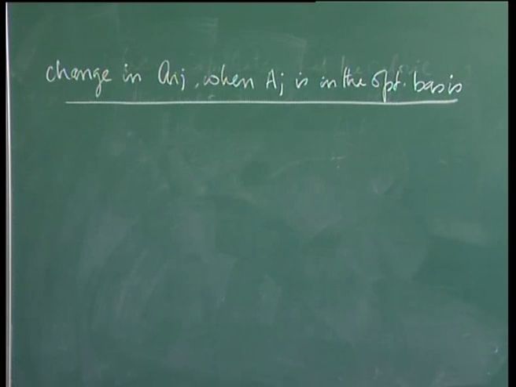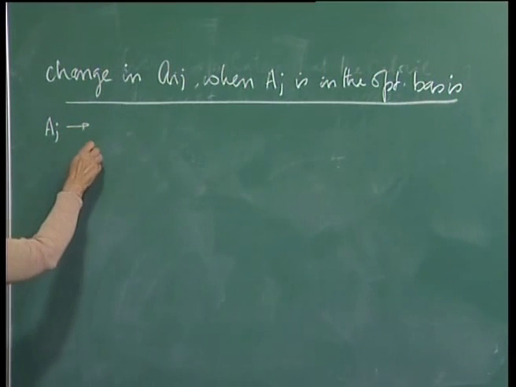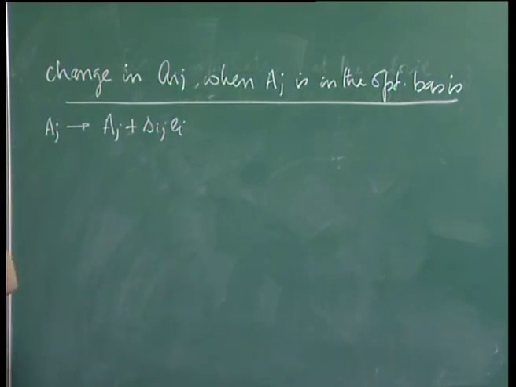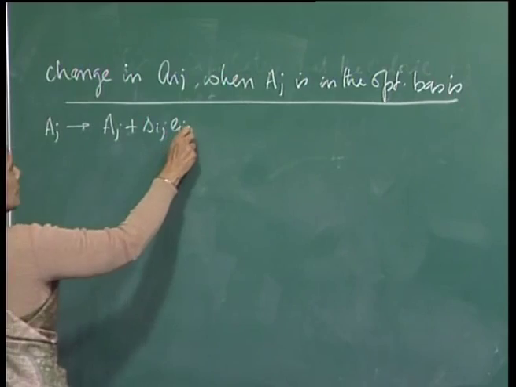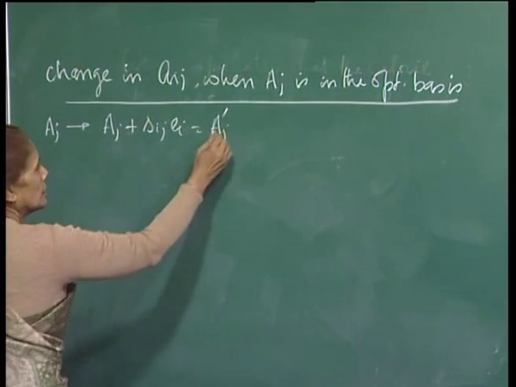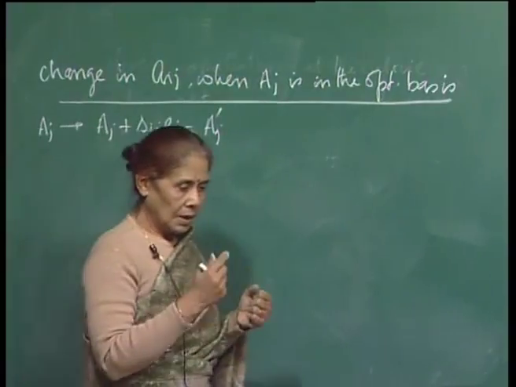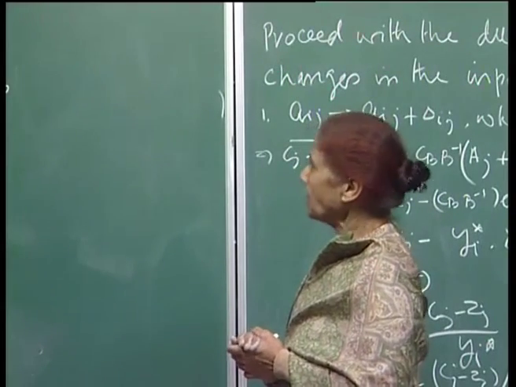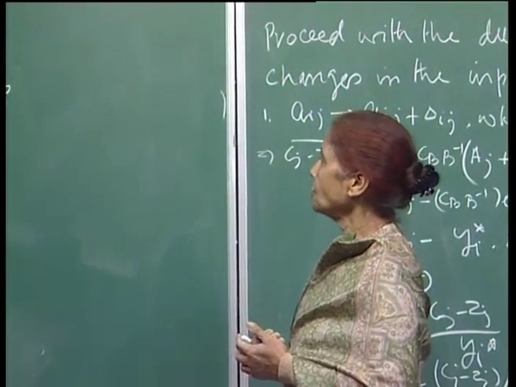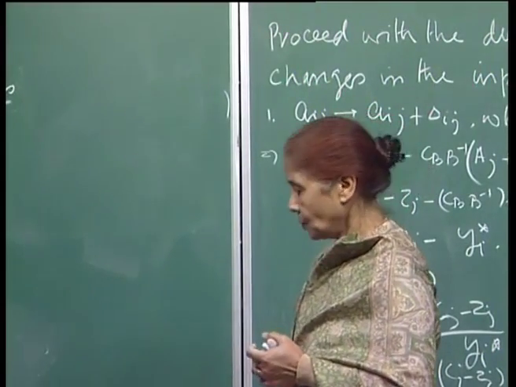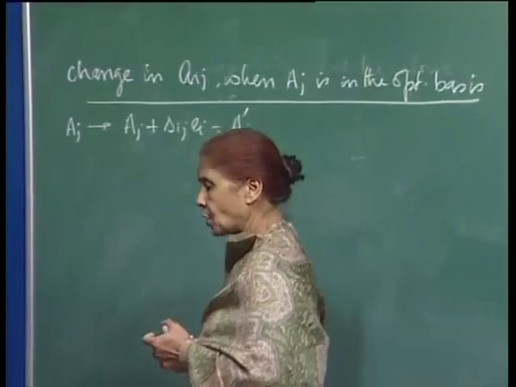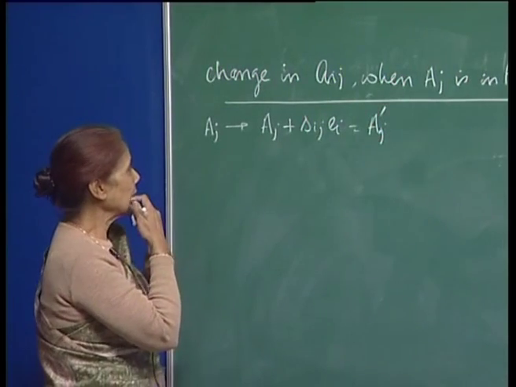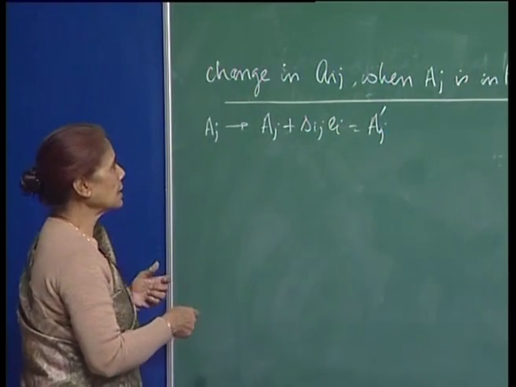In this case your Aj will go to Aj plus delta Ij Ei, and let me call this Aj prime. So, once you have already obtained an optimal solution, and then you realize that no, your Aj should have been Aj prime, it will require a few more iterations, because I cannot trace back my calculations.